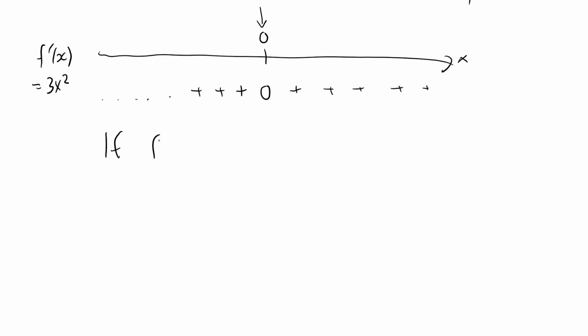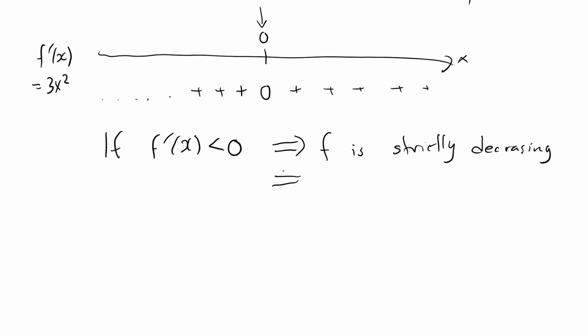We also have, if f prime x is strictly less than 0 for all x values in the domain, it will follow that f is strictly decreasing. But the opposite is false. A function can be strictly decreasing and still have isolated points where the derivative is 0, not a problem.